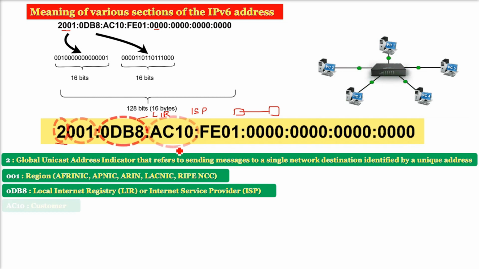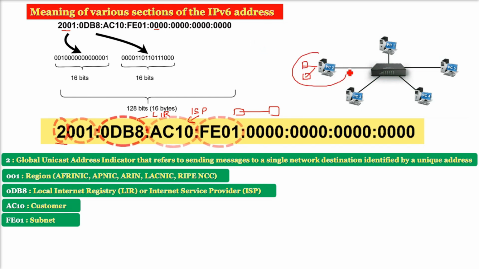The AC10, this is for you, who is the customer. So there is a service provider, there will be a customer also, AC10, that is corresponding to it. Then we have FE01, this is a subnet. So there are different networks, and the networks have their subnetworks that are called subnets. Okay, subnetwork. So that is the number FE01.